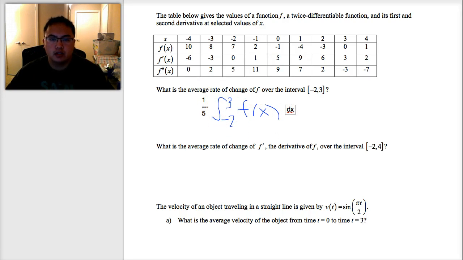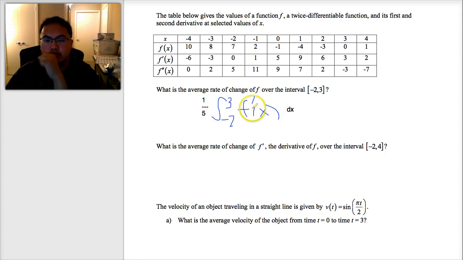Okay. So since I don't know what the antiderivative is, what I'm going to have to do is, I noticed that it wants the average rate of change. And you know the average rate of change is f prime, because it says rate of change. So what I forgot to put in my original formula is I need to put an f prime. So I need to know from -2 to 3, the antiderivative of f prime.